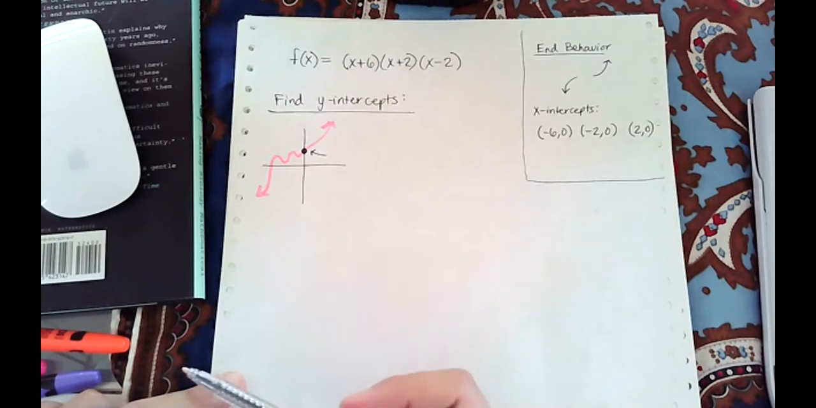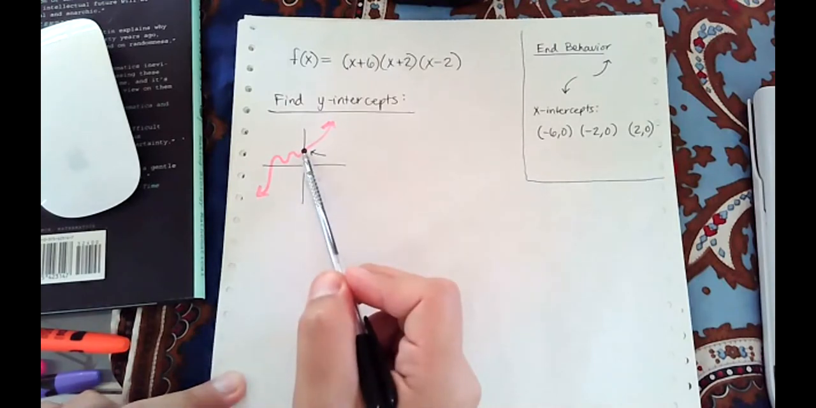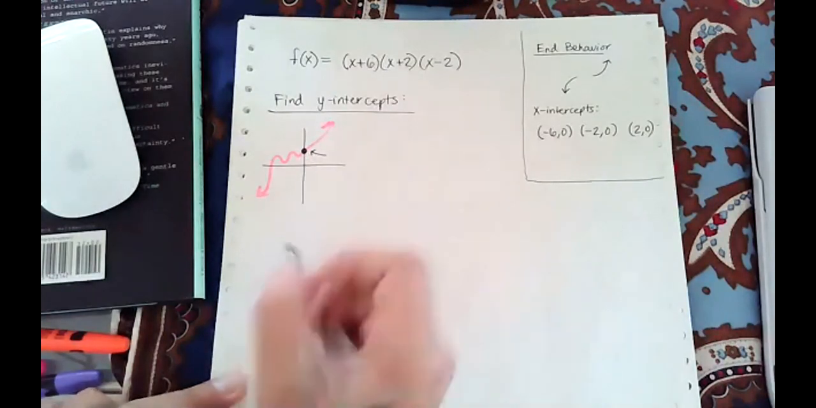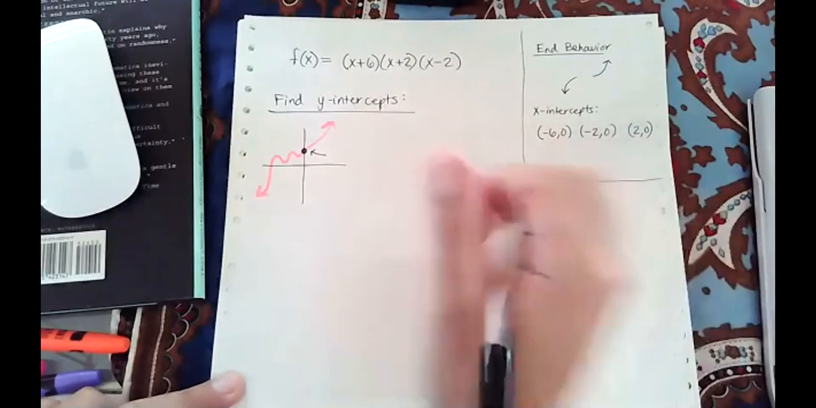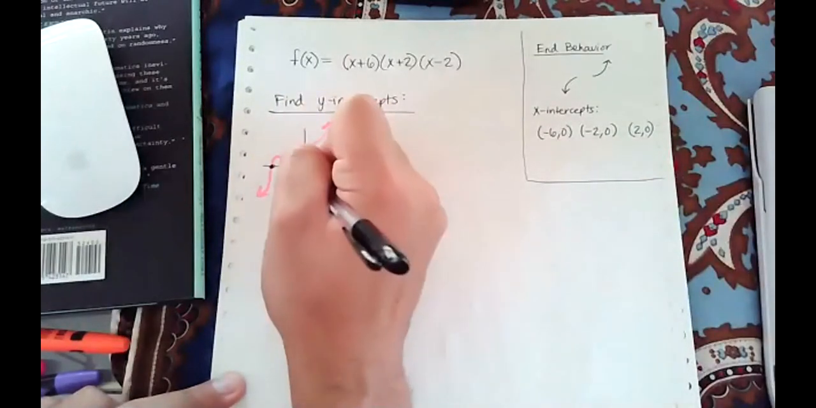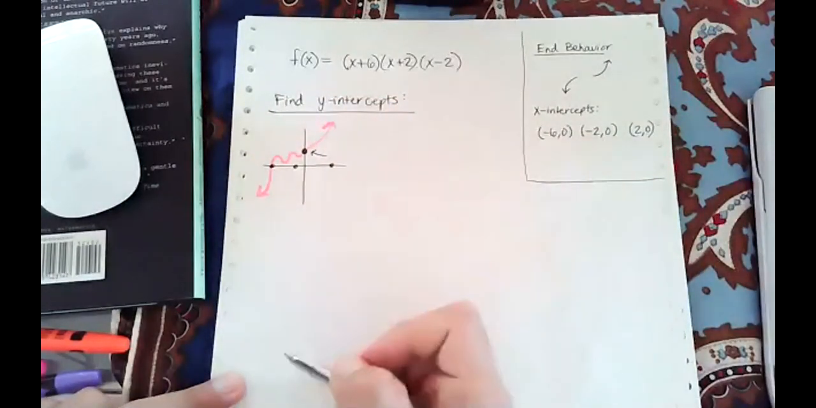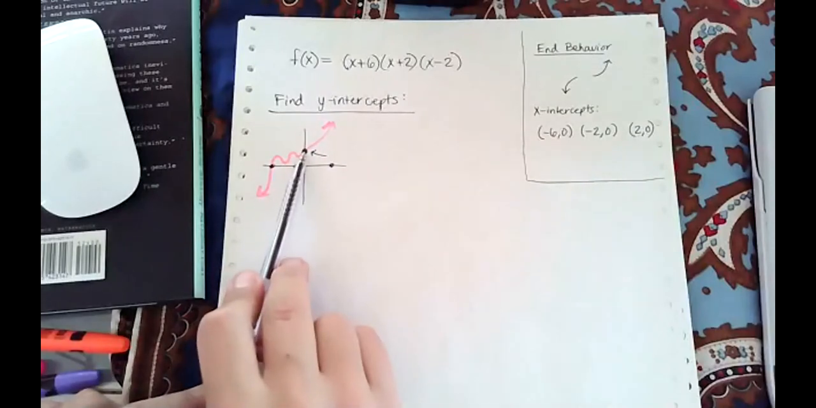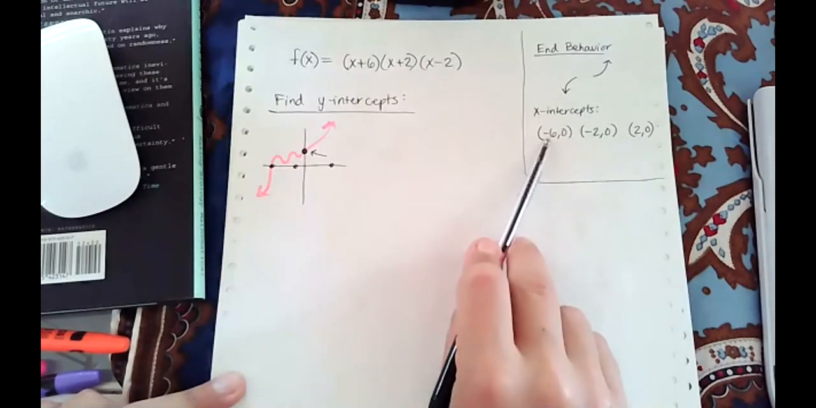It's 2. Why do you say it's 2? Because we have the x-intercept is 2, 0. Oh, yeah. But remember, the x-intercepts over here describe points that are on the x-axis, so they're not related to this point here. Like this would be at negative 6 and 0.